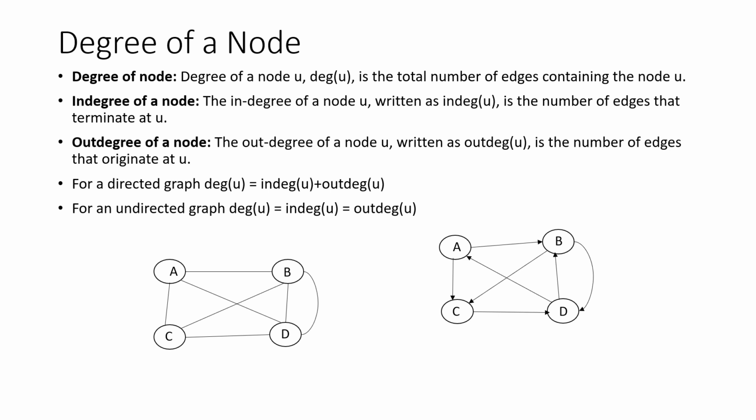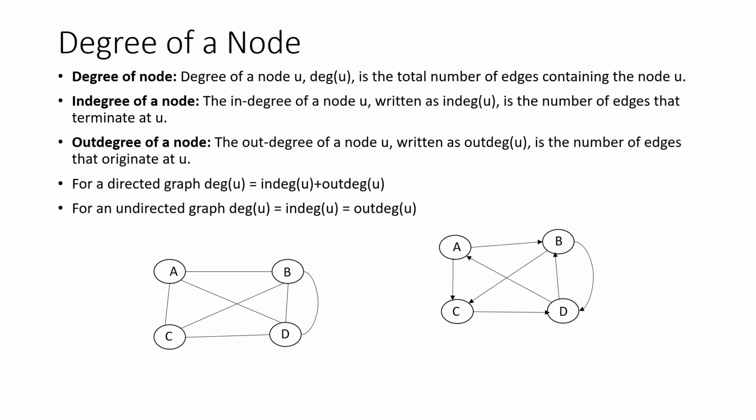For a directed graph, degree of a node is the sum of indegree and outdegree. As we can see in the example, in the graph shown at the right, the degree of node A is 3, which is equal to 2 plus 1. 2 is the outdegree of node A and 1 is the indegree of node A because there are two edges originating from node A and there is one edge terminating at node A. Therefore, the degree of node A is 3, which is the sum of its indegree and outdegree.